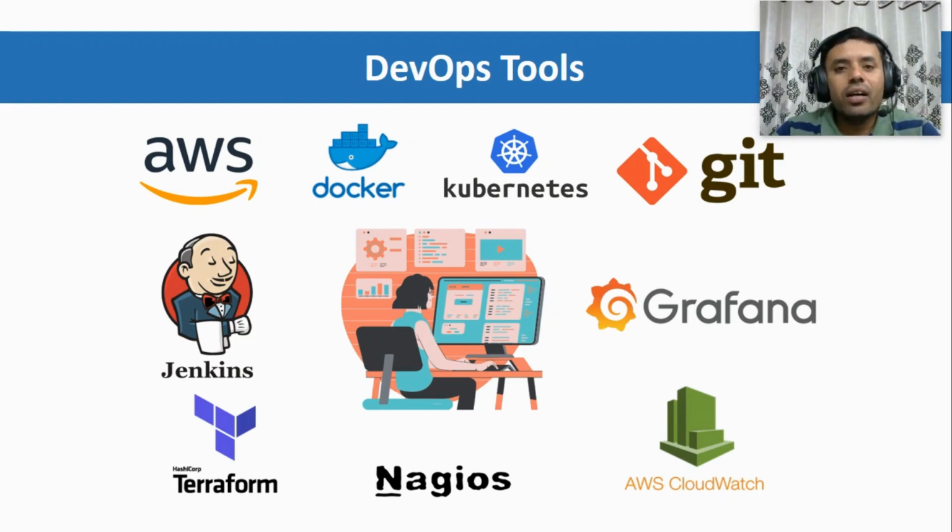As I said, it depends from company to company, project to project. There may be other tools used for monitoring, but these are the main monitoring tools: Grafana, CloudWatch from the AWS side, and Nagios.